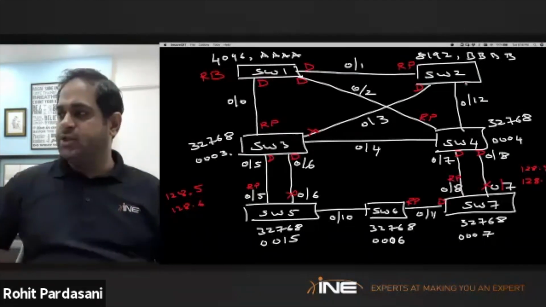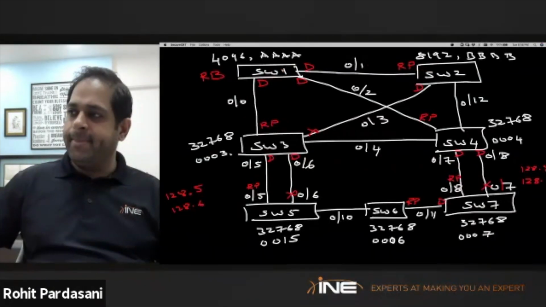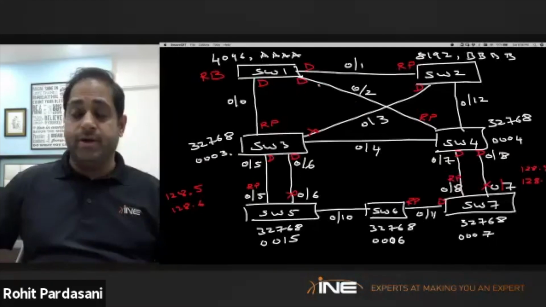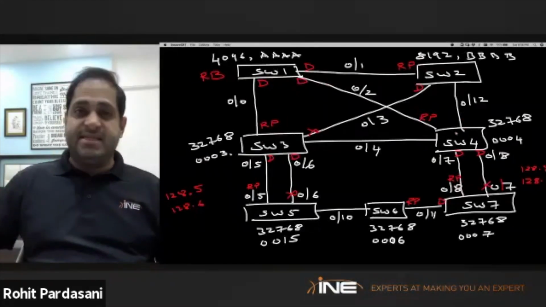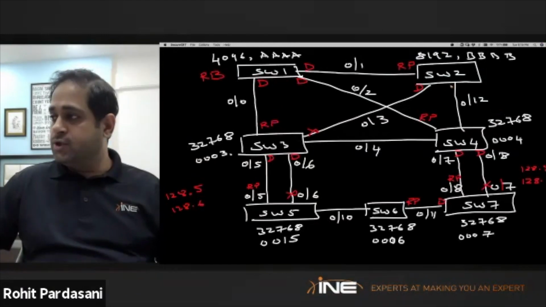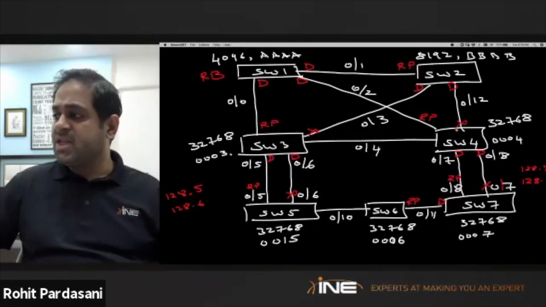Let's now compare switch 2 and 4. What is switch 2's cost to the root bridge? 100. What is switch 4's cost to the root bridge? 100. Cost is the same. Let's compare bridge ID. Switch 2 has a lower bridge ID than switch 4 because this is 8192 versus 32768. So switch 2 wins, designated, and the other blocking.